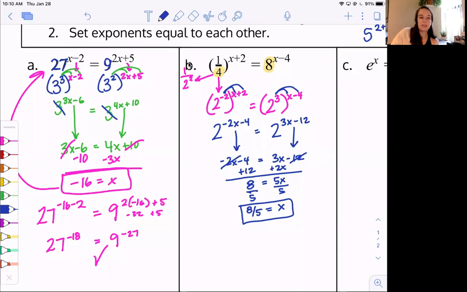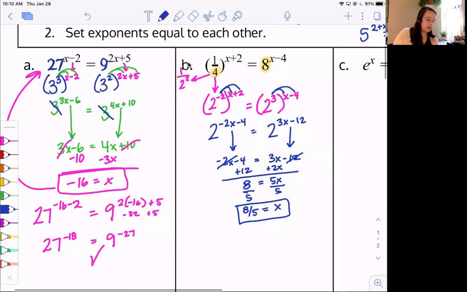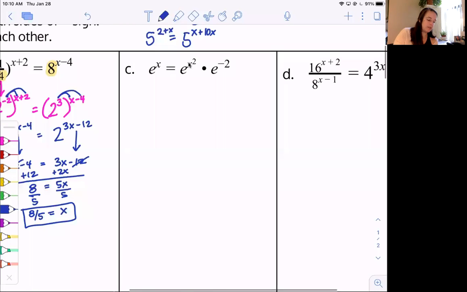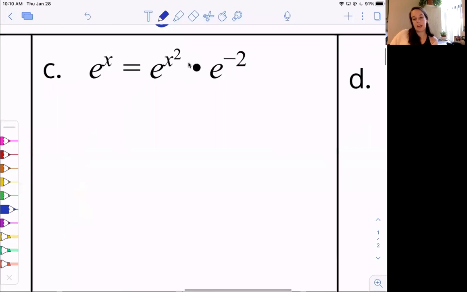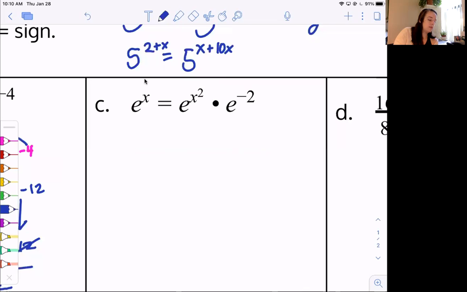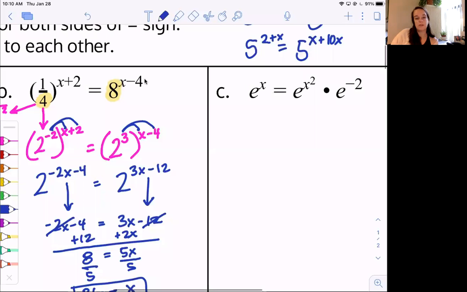Okay, so those are like that level. And then we do have this situation. So we have e to the x equals e to the x squared times e to the negative 2. What is different about this problem than the problem that we saw? I'd say there are 2 major differences. What are the differences?